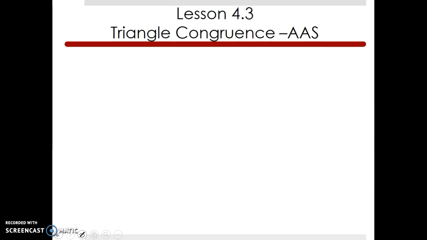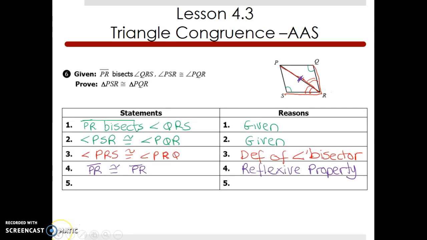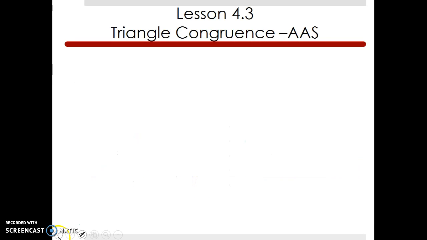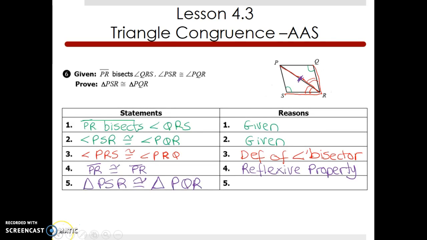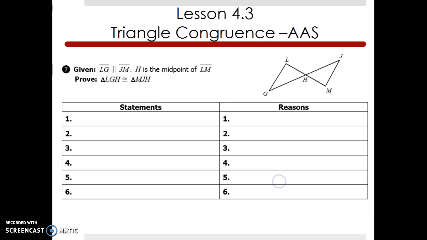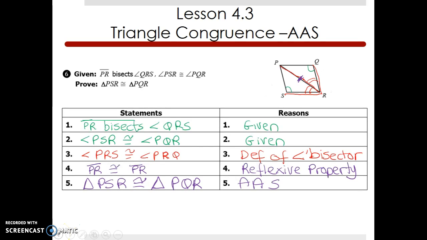Oh no, I do not know what's happening. So now from the picture, it shows that I have two angles and a side. So triangle PSR is congruent to triangle PQR because of angle, angle, side. As you can see, the side is not in between the two angles, it's after the angles.